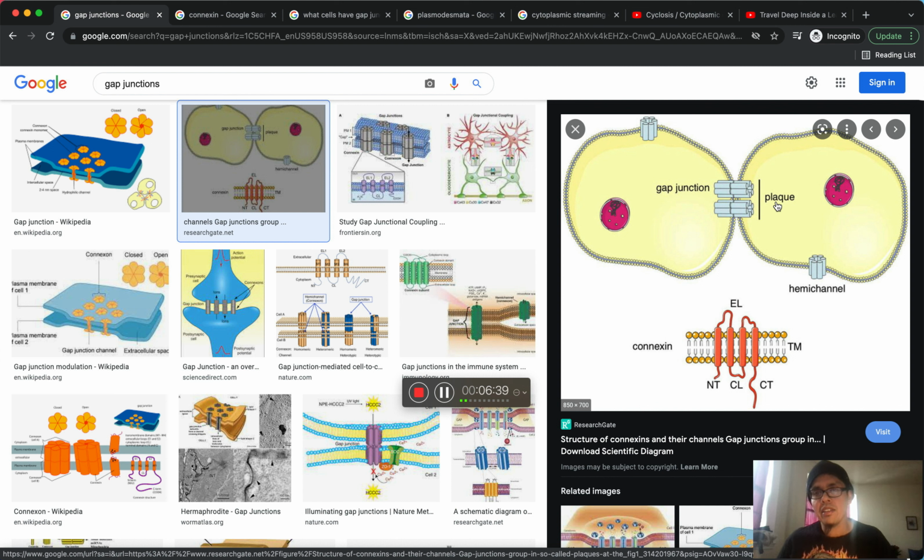Besides RNA exchange, we also have ionic exchange, right? So gap junctions are very prevalent in cardiac muscle cells. They're also prevalent in neural tissue. They're prevalent in any cells that need to be electrically stimulated through calcium ion exchange, sodium ion exchange.